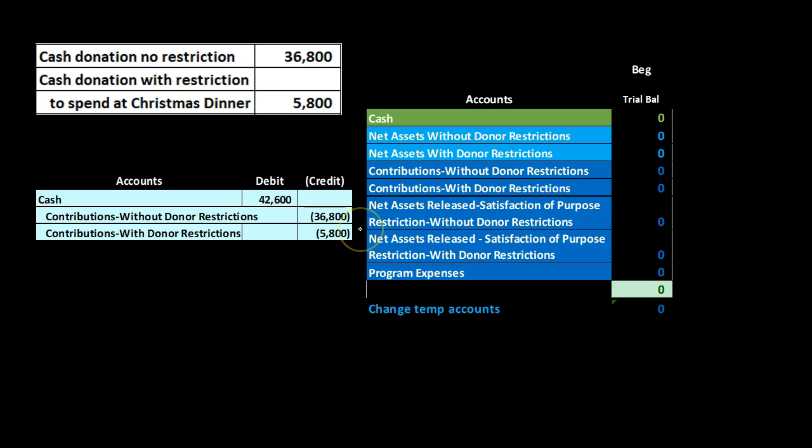This is one of the things we want to concentrate on as being different in a for-profit to a not-for-profit, different in this not-for-profit as compared to a for-profit. And then we have the program expenses. Okay, so we're going to start off here.